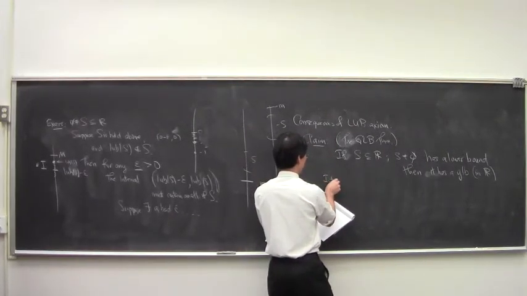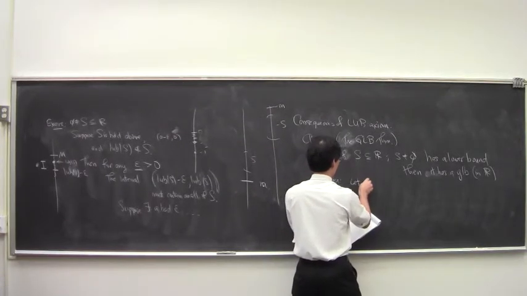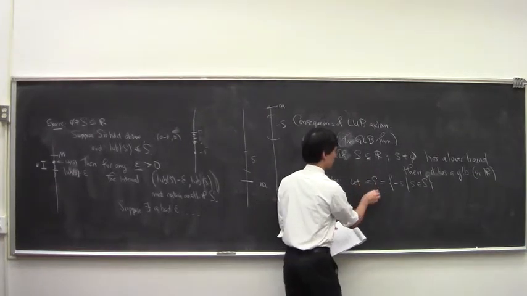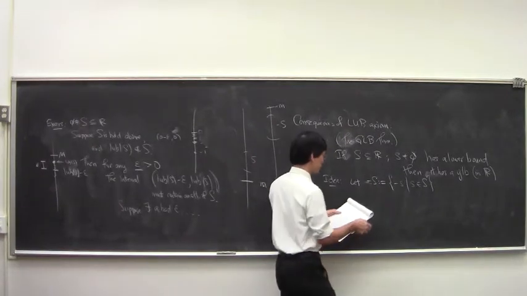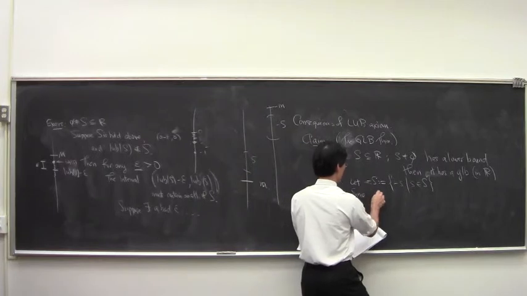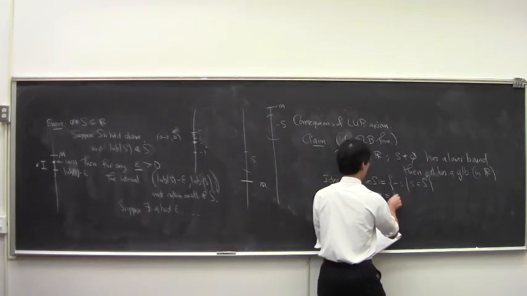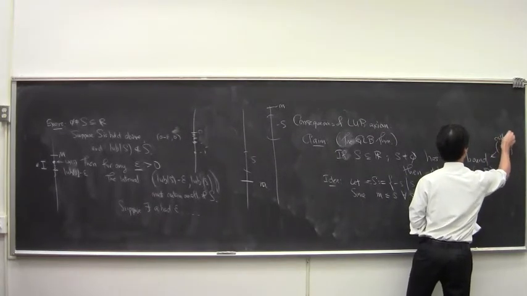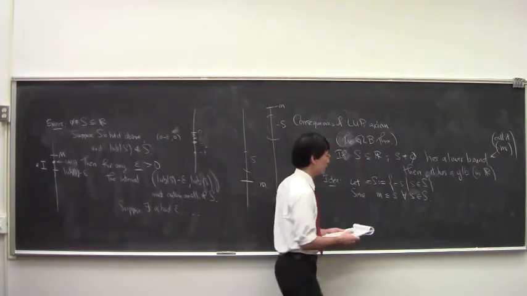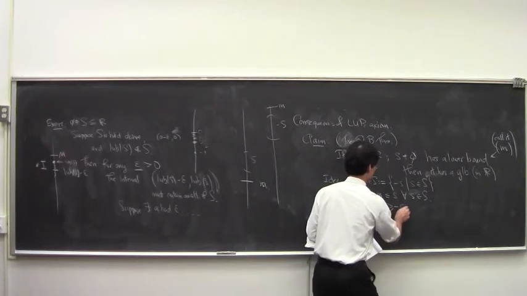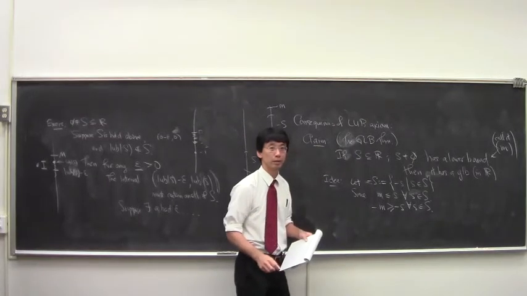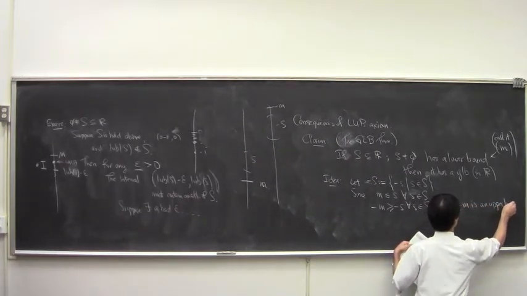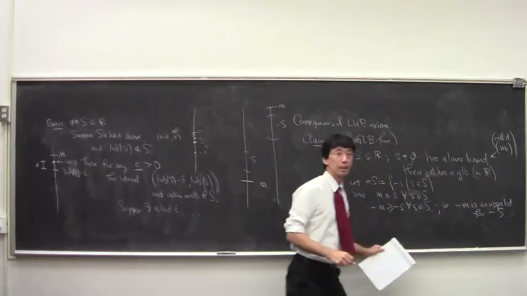So the idea is like this. Let negative S denote the set of all negative s where s is in S. So it's the flip of S. Since there's a lower bound, call it M, M is less than or equal to s for all s in S, we have that negative M is bigger than or equal to negative s for all s in S. In other words, negative M is an upper bound for the set negative S.